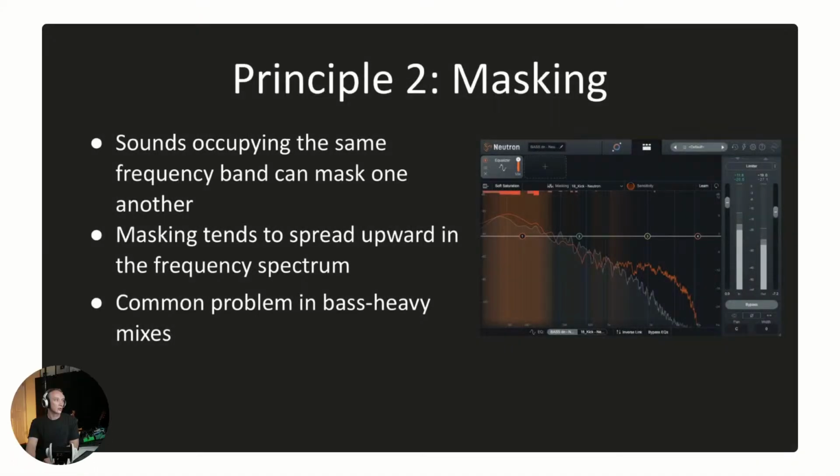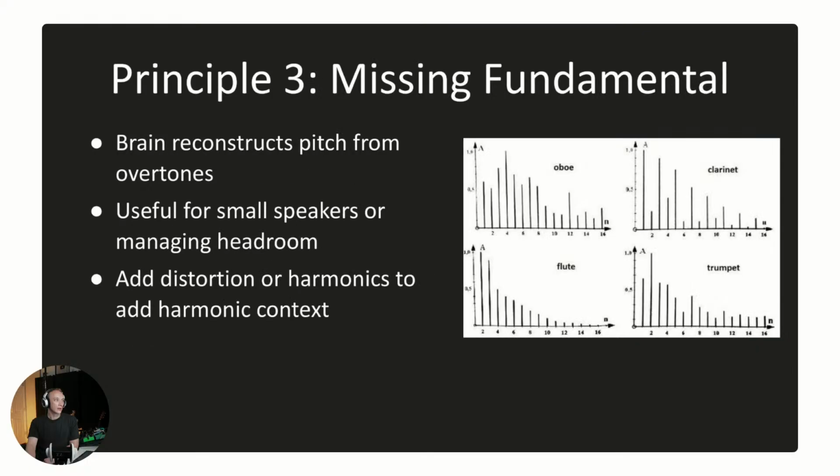This next one is, I think, really incredible. This has to do with the missing fundamental. Now, you may have seen my recent video on this, and I find this to be one of the most intriguing things. It came from a book that I read recently called This Is Your Brain on Music. And the idea is that if you look at this chart here, you see an oboe, a clarinet, a flute, and a trumpet. And they're all playing the same note.